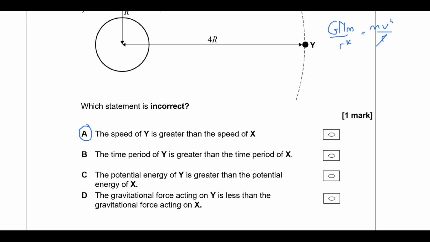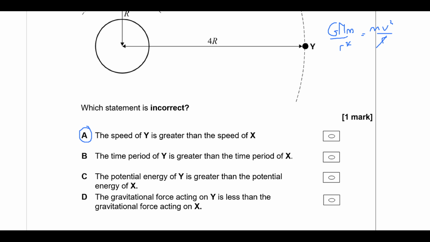Time period of Y is greater than X. Well, yeah, it's traveling much slower and it travels a much larger distance, so that makes sense. Potential energy of Y is greater than the potential energy of X. That's true. They're both negative, but it will increase to 0 the further away you get, so that's true. The gravitational force acting on Y is less than that of X. Yes, it's further away and the force decreases with distance.